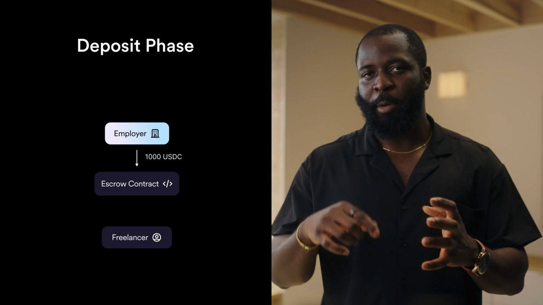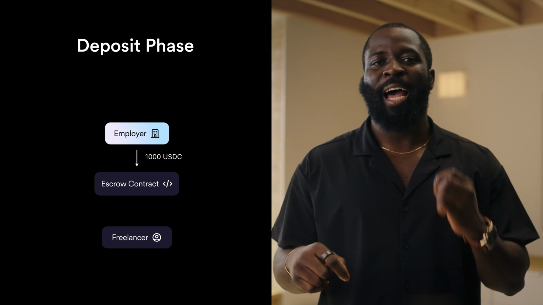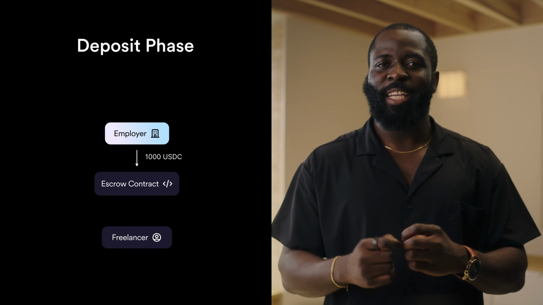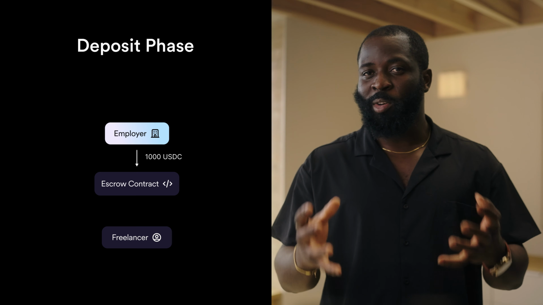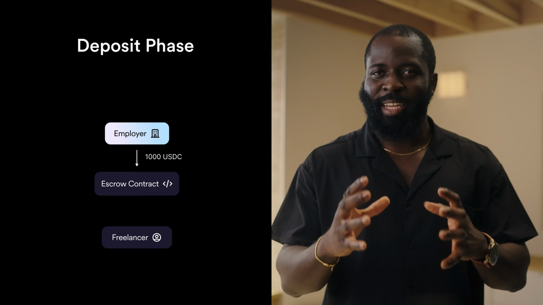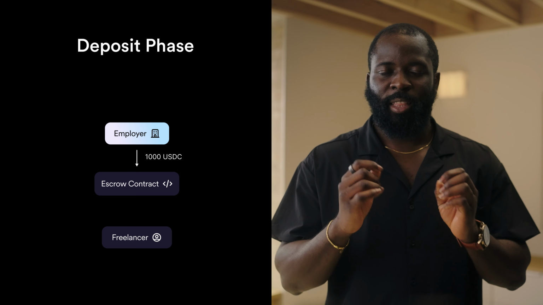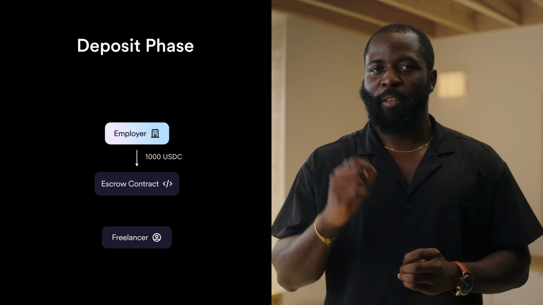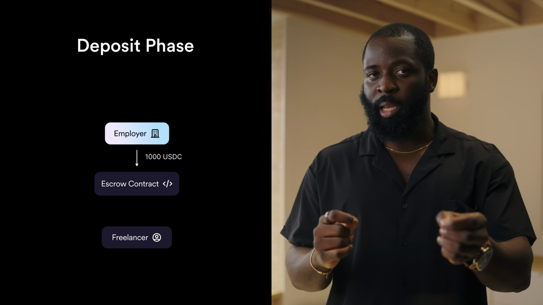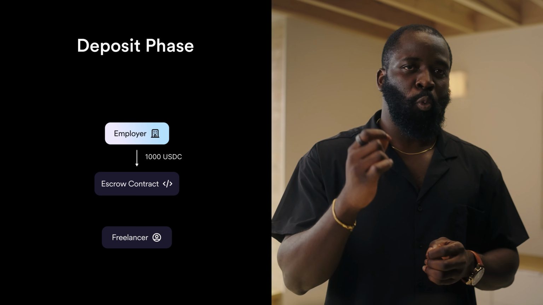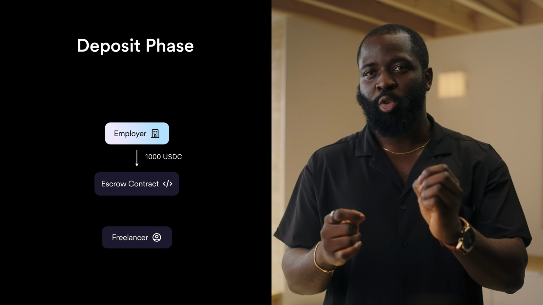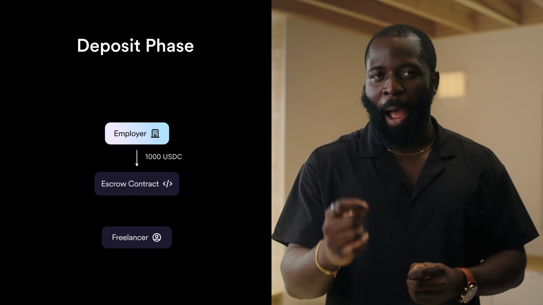Once the USDC is deposited on-chain, the funds are locked in escrow, meaning that both parties can see the money sitting in the contract, but neither can access it yet. This builds instant trust. The freelancer knows the funds are there, and the employer knows the money won't be released until the mutually agreed upon conditions are met.